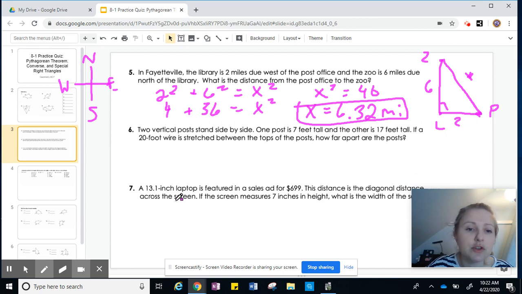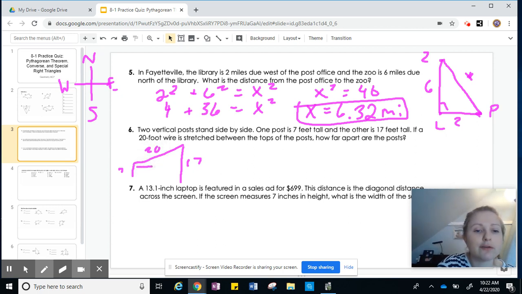All right, so now we have two vertical posts standing side by side. One is 7 feet tall, 7. One is 17 feet tall, 17. If a 20-foot wire is stretched between the tops of the posts, 20, how far apart are the posts? So we want to know how far apart they are this way. Okay, so let's call that x.